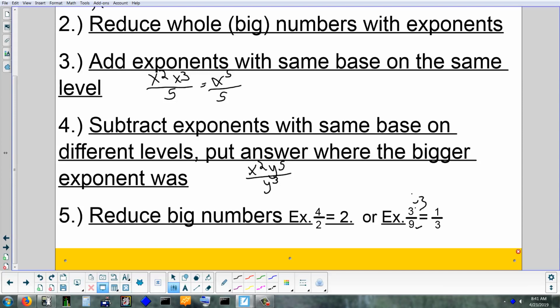divided both the top and the bottom by 3. 3 can go into both, so it reduces to 1 over 3. Alright? So that'd be the last thing you want to do.